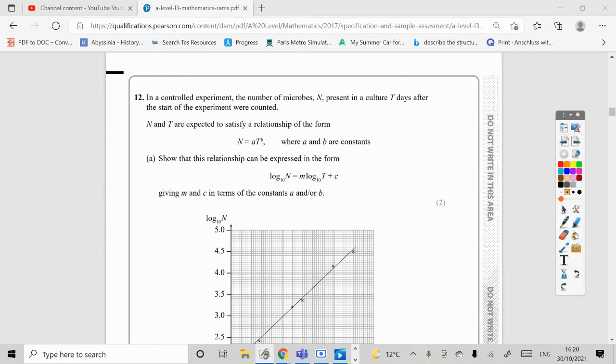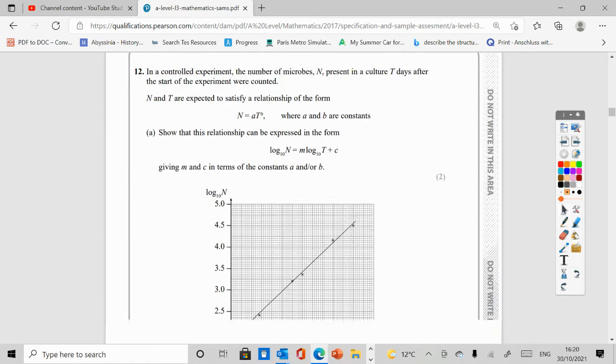Okay, this is question number 12. In a controlled experiment, the number of microbes n present in a culture t days after the start of the experiment were counted. N and t are expected to satisfy the relationship of the form n equals a t to the b, where a and b are constants. Part A. Show that this relationship can be expressed in the form log base 10 of n equals m log base 10 of t plus c, giving m and c in terms of the constants a and/or b.